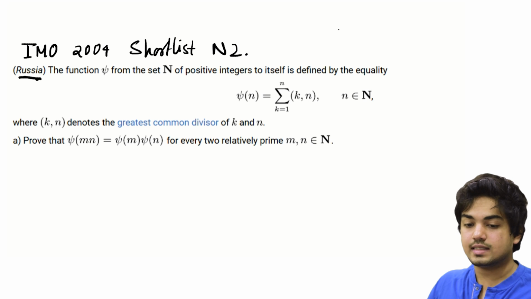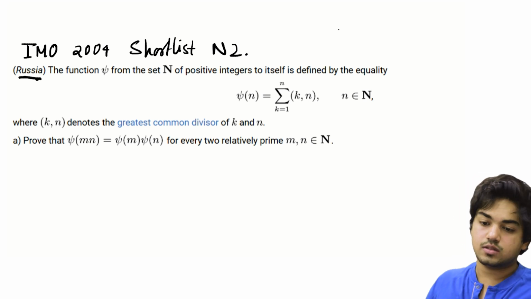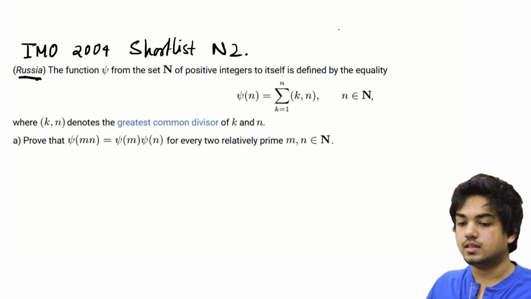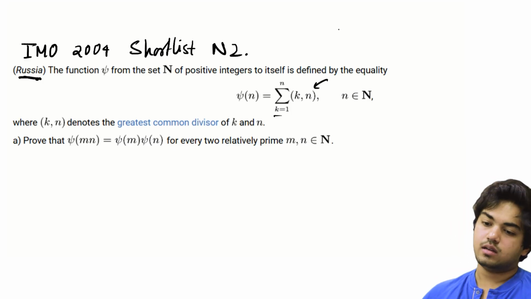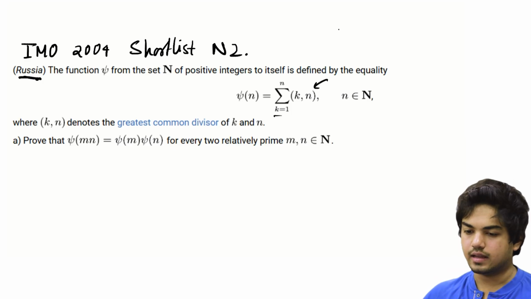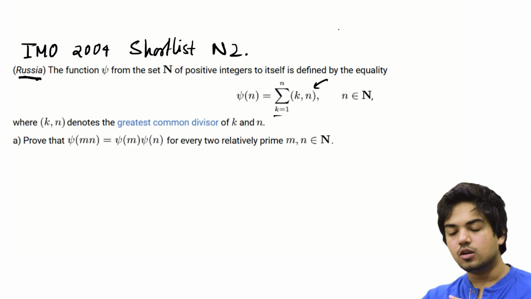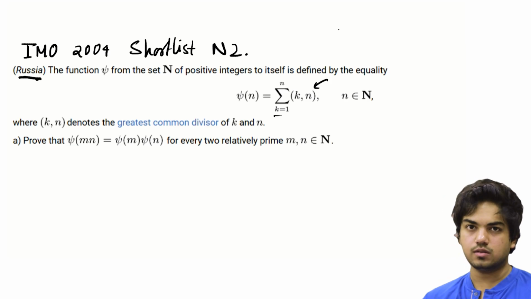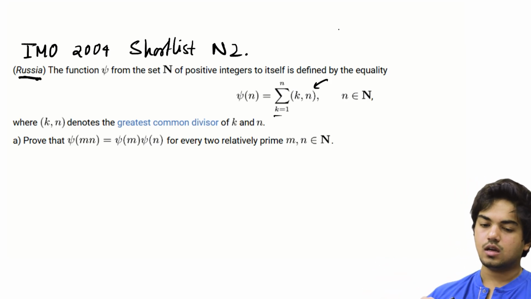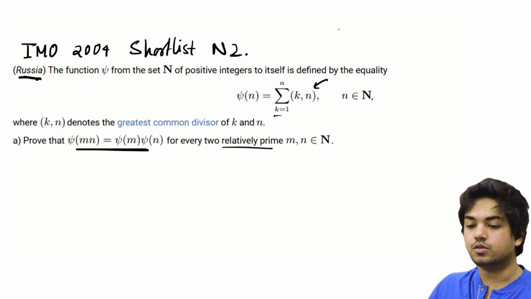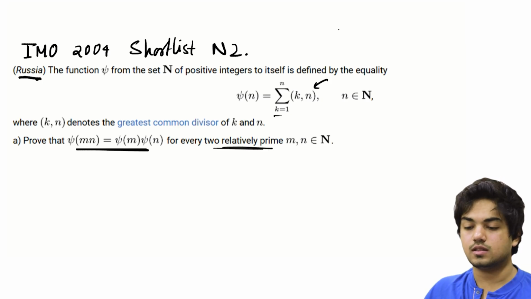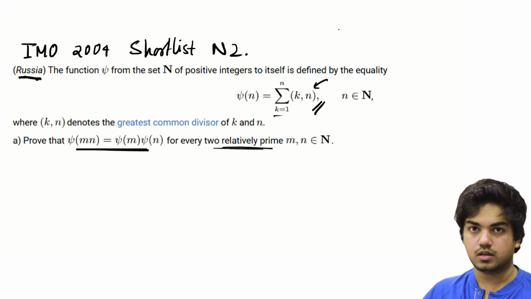The function psi from the set of natural numbers to itself is defined by the equality psi of n is equal to the sum over k equal to 1 to n of the GCD of k and n, where (k, n) means the GCD of k and n, as is written down here. So you just sum over the numbers from 1 to n and look at the GCD that they have with n, and you just sum all of them. It's a very interesting function to think about. And we want to prove that this function psi of n is actually multiplicative. If you remember, that was the definition of multiplicativity. So this interesting looking function, we want to prove that it's multiplicative.